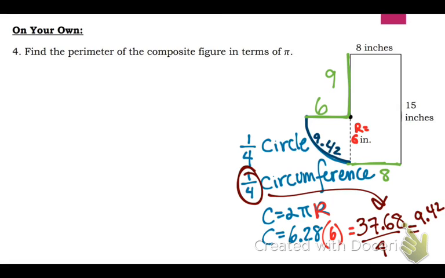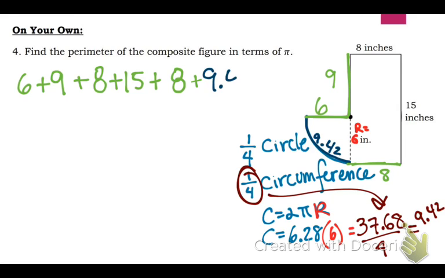Once you have that, you add up all the sides. I'm going to start with 6. 6 plus 9 plus 8 and 15 and 8. And then add 9.42. What do we get as our final answer? 55.42. And it is inches.